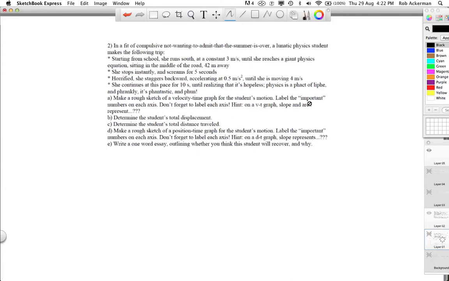What are the important numbers? The numbers where things change, for example, and some of these numbers up here, okay? We'll talk about it in a moment. Don't forget to label each axis. And here's a little hint. When you're dealing with a velocity graph, do you remember from grade 11, what does the slope represent? On a velocity graph, what is the slope? And also, what is the area? You learned this in grade 11. See if you can figure out what those mean.